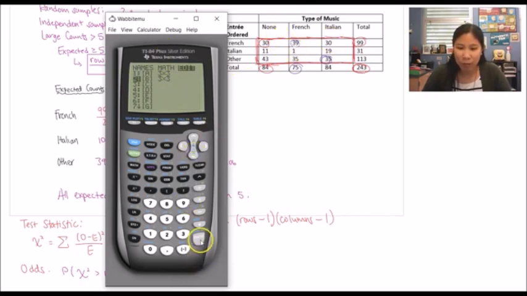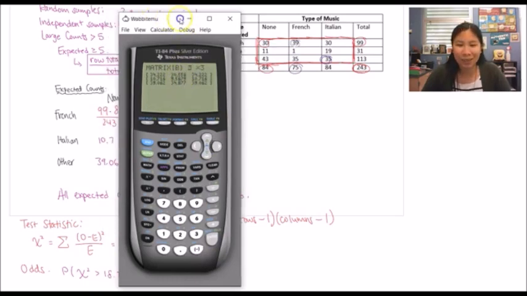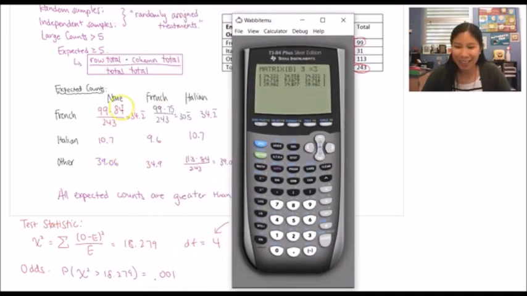But now if I go into matrix B, these are all my expected counts. So these are the ones that we calculated ourselves. All those numbers are the same. So you do not need to calculate your own expected values. You just go into the calculator, have it do the chi-square test, and then it'll calculate everything for you. Fill it in, make sure everything's greater than 5, and then your large counts condition is checked.